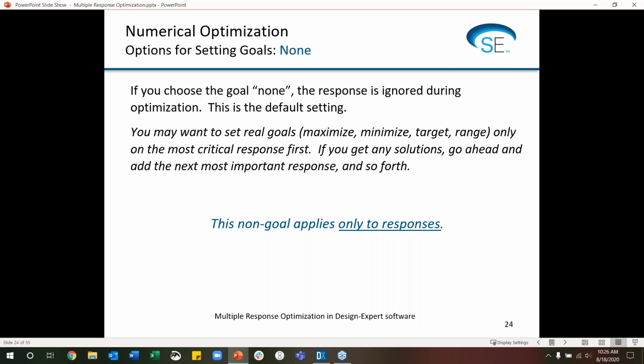The default goal for any of the responses is simply none, and that will cause the response to be ignored during the optimization. And so this is great when you have some responses that have poor analyses, that don't meet that kind of minimum criteria. I suggest that you set real goals only on the most critical few responses first and make sure you get some solutions. And then you can add the responses that maybe did not have as good of analyses or are less important to your process.